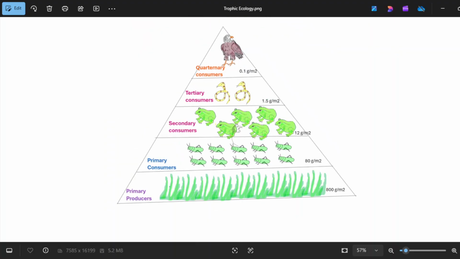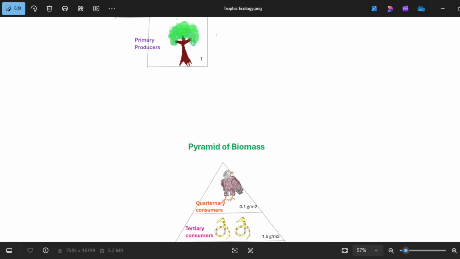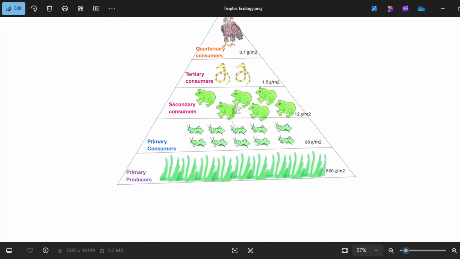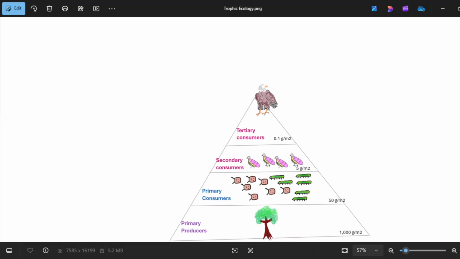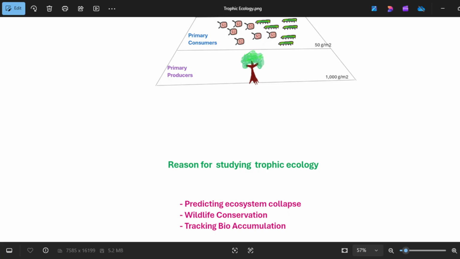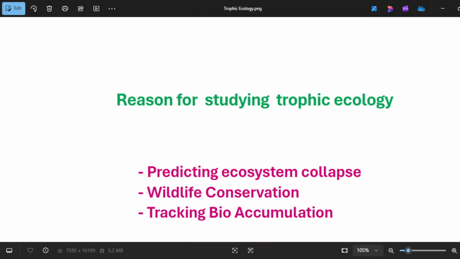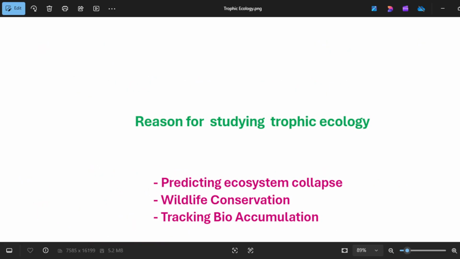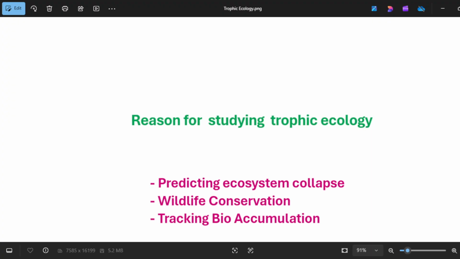So similarly for each ecosystem, they trace down the pyramids of biomass, pyramids of numbers or pyramids of energy, so that they understand the ecosystem and how these organisms are spread in it. Now, next we'll see the reasons why we are studying this trophic ecology. As we saw, it helps us to understand ecosystem collapse.